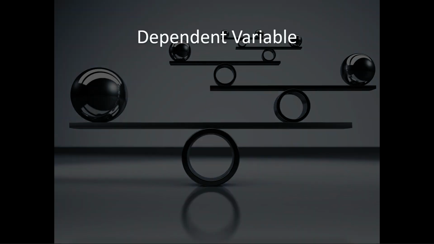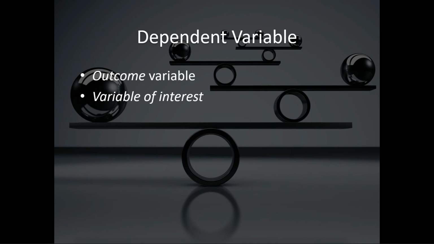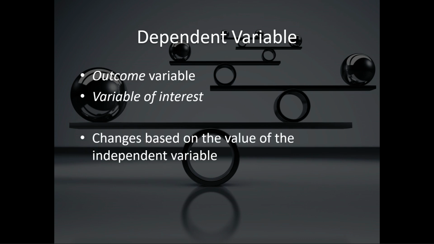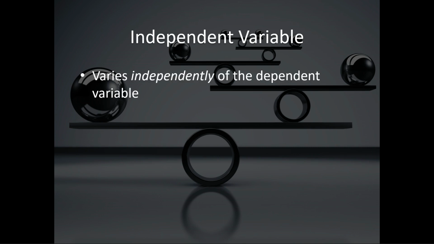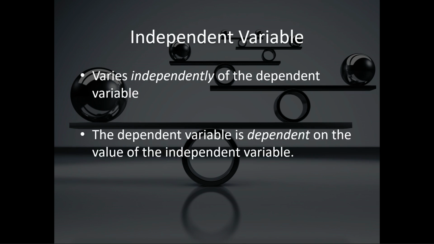We'll actually start with the dependent variable, which is our outcome variable, our variable of interest. We want to see how the dependent variable changes depending on the value of the independent variable. Now, we call it an independent variable because it varies independently of the dependent variable. The value of the dependent variable, in contrast, is dependent on the value of the independent variable.